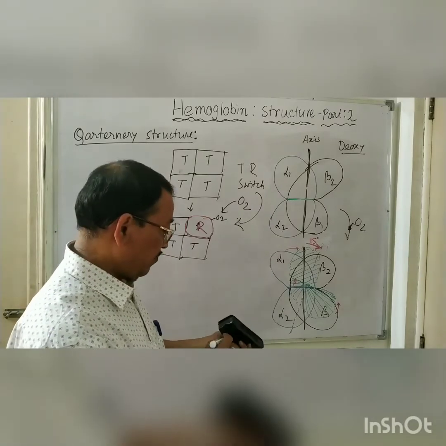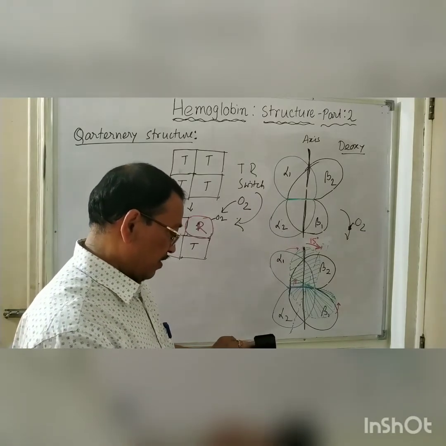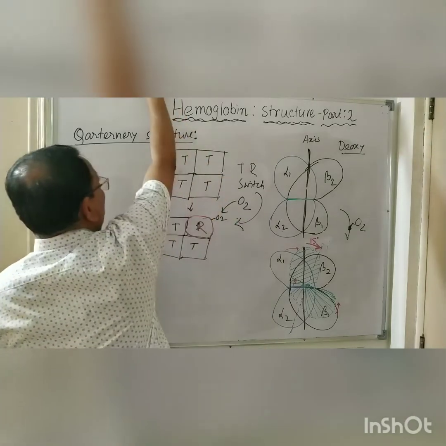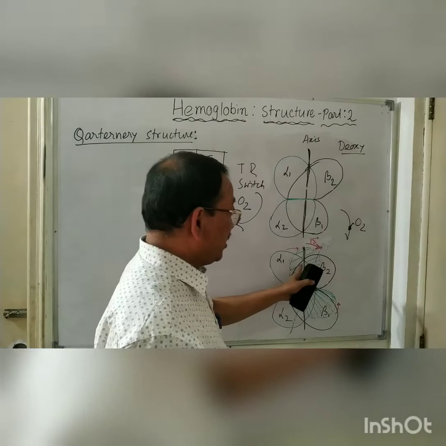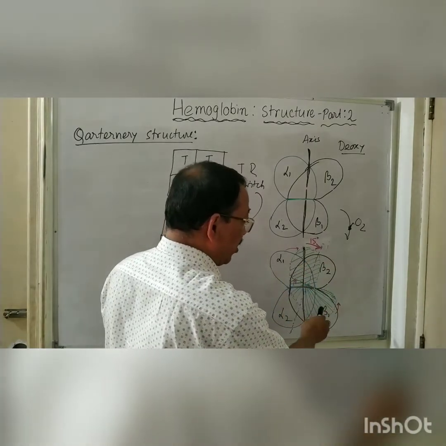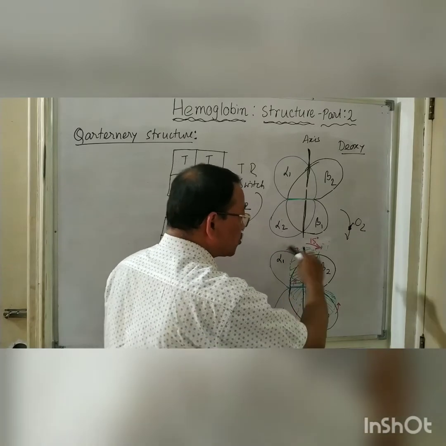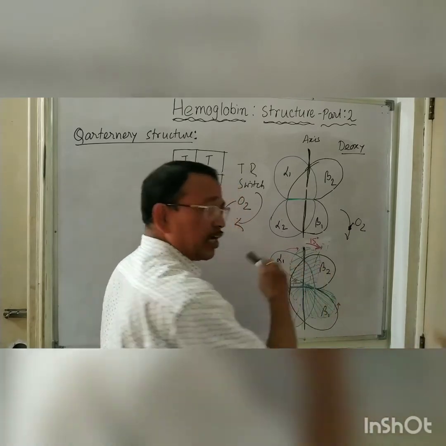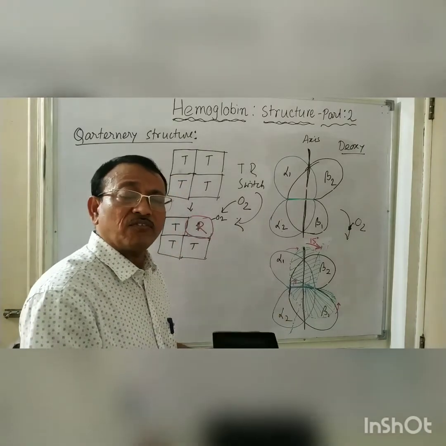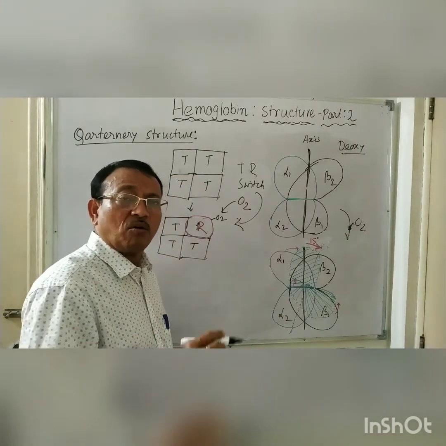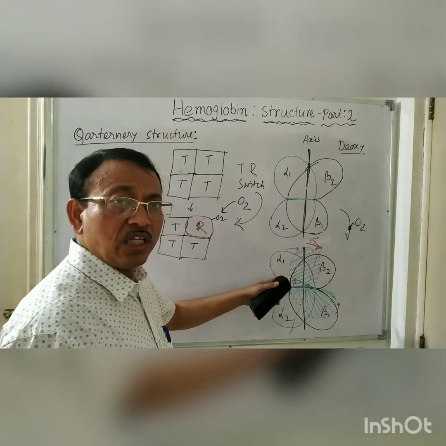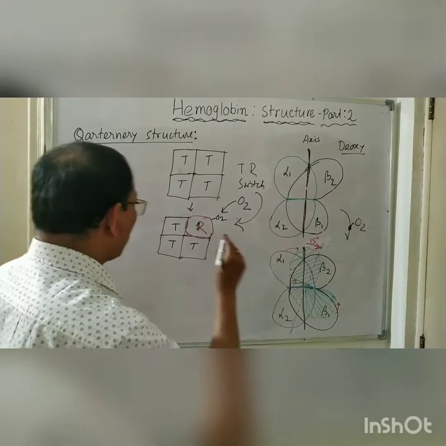Now what's happened? As this movement is taking place, the alpha 1 beta 1 dimer moves in relation to the alpha 2 beta 2 dimer. What will happen? The resultant effect will be pulling of the iron atom of the heme molecule of the hemoglobin towards the plane of the heme ring.